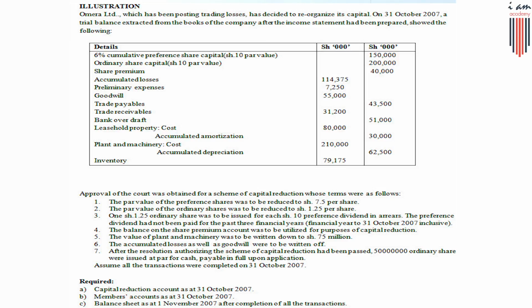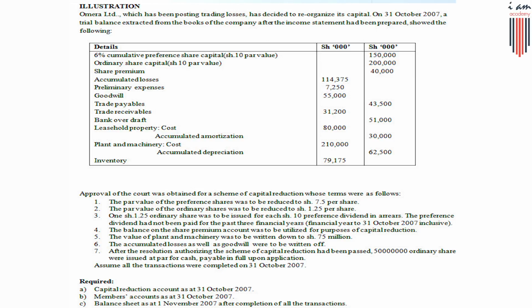We have the leasehold property. There is the cost and there is accumulated depreciation. The cost is 80 million, while the accumulated depreciation is 30 million. This makes it to be a net book value of 50 million. Simply, we have taken 80 million, you subtract the accumulated depreciation of 30 million, which brings a net book value of 50 million.